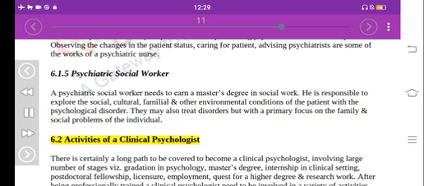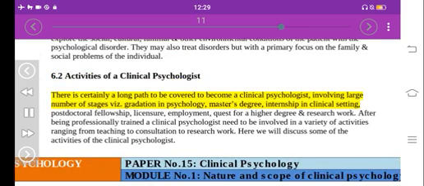6.2 Activities of a clinical psychologist. There is certainly a long path to be covered to become a clinical psychologist, involving a large number of stages, viz. graduation in psychology, master's degree, internship in clinical setting, postdoctoral fellowship, licensure, employment, quest for a higher degree and research work. After being professionally trained, a clinical psychologist needs to be involved in a variety of activities ranging from teaching to consultation to research work. Here we will discuss some of the activities of the clinical psychologist.